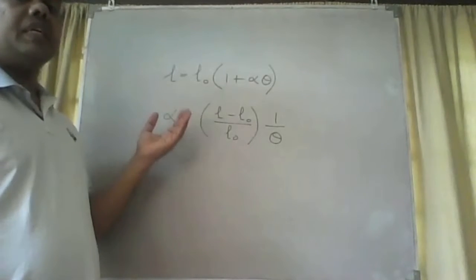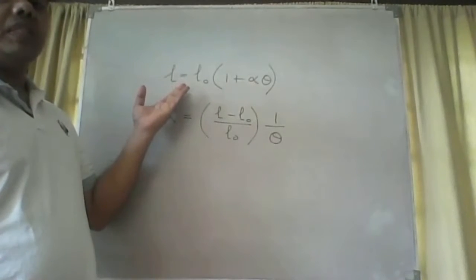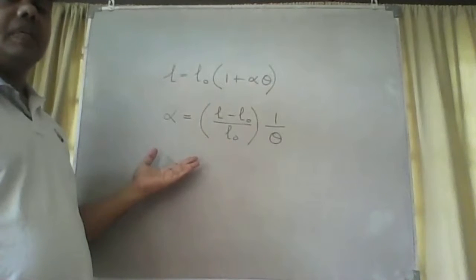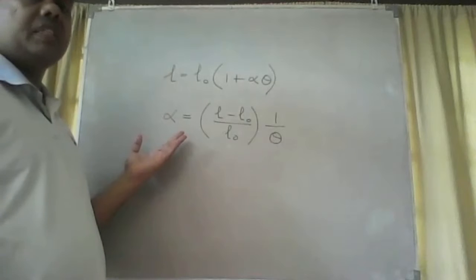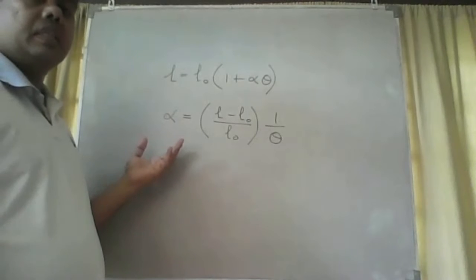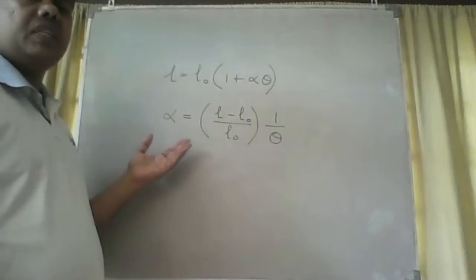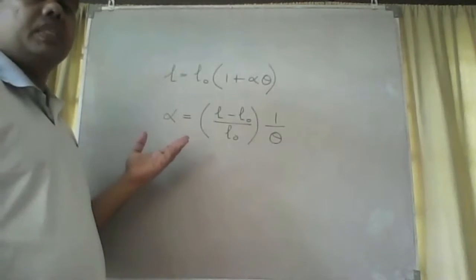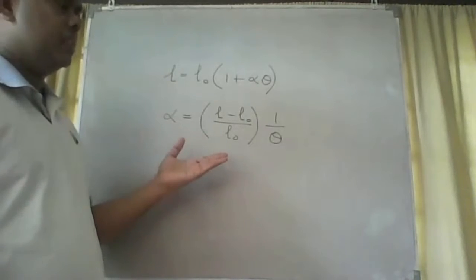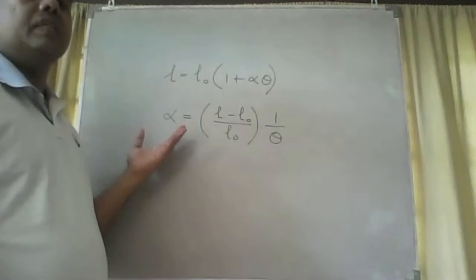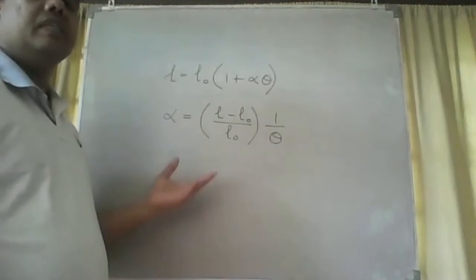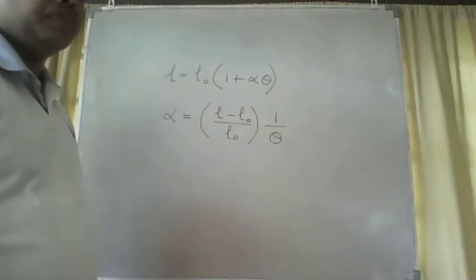If we subject alpha from the above expression, alpha can be written as this. As per this expression, linear expansivity alpha can be defined as the fractional change of length per unit change of temperature. SI units of alpha is per Kelvin. It's a dimensionless quantity.